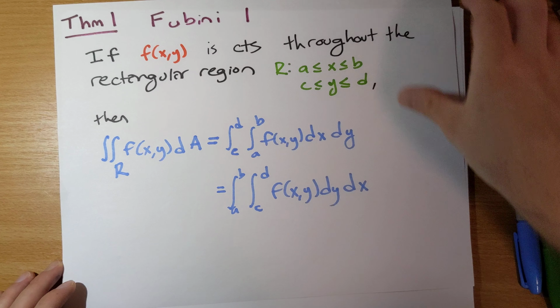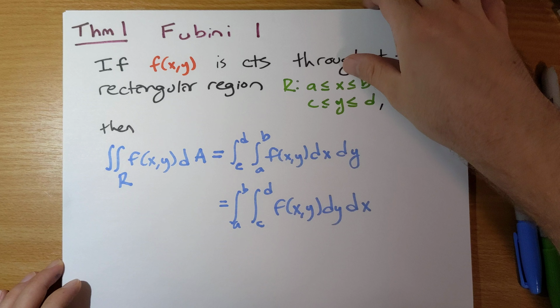Now that we have this notion of double integrals and what they mean, we need an effective way of computing them. We need an effective way to evaluate our double integrals. And so the tool that we're going to use is what we call Fubini's theorem.